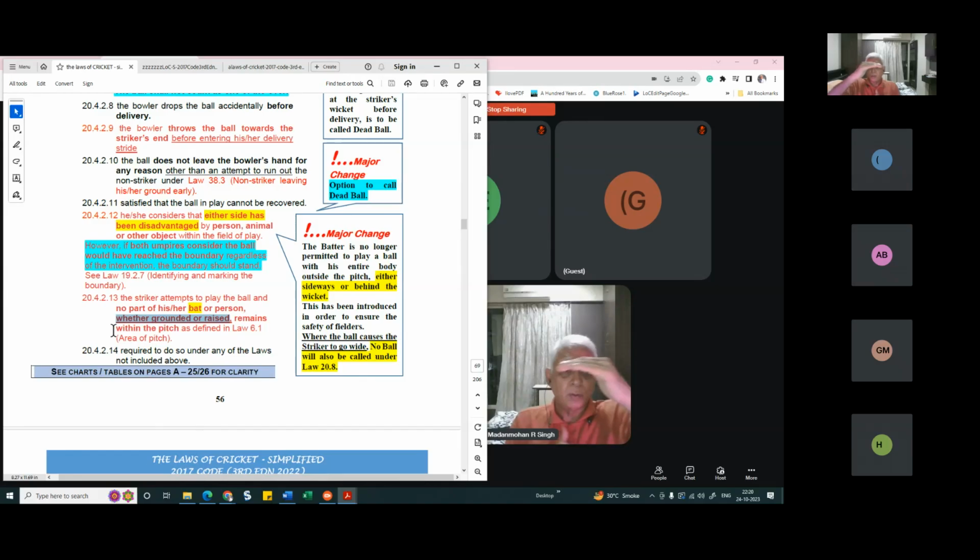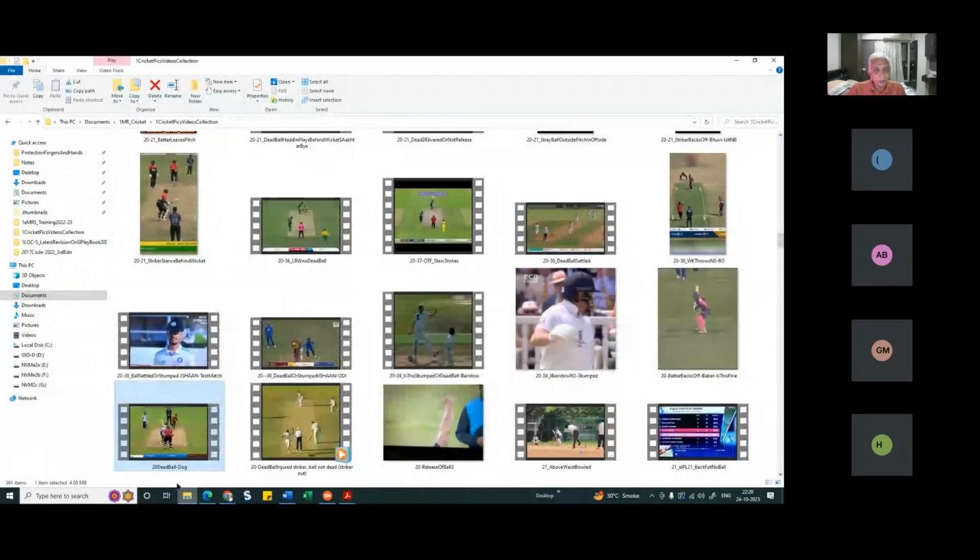On three sides, I was only talking about behind the wicket, but they say all three sides. That is what they have now ruled. So remember, no batter can go out and play. Now I'll show you a few videos here which might make the point clearer.